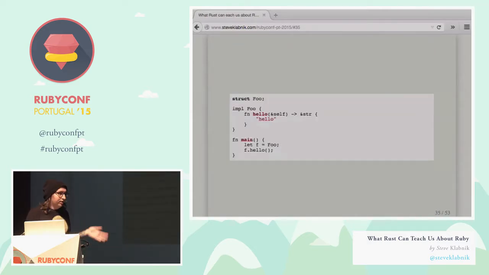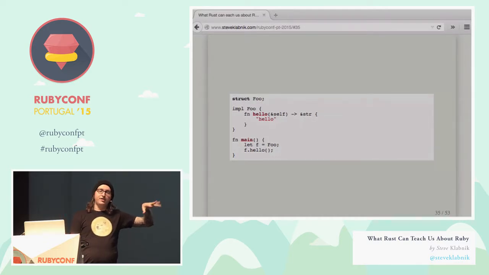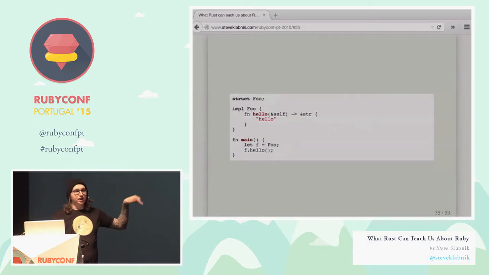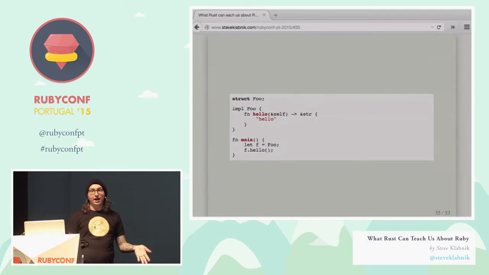I'll show you the Rust code that corresponds with this Ruby foo. Again, there's some more ceremony. We have to actually declare our behavior and data separately. Where Ruby gives you a class where you define attributes and methods, in Rust, you use a struct to define your data, and then an impl block, for implementation, to implement your behavior.